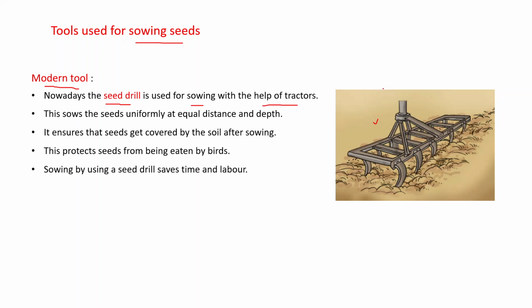In this case, this is a place where seeds are placed, and when this is moving, it fixes the seed in the field. This sows the seeds uniformly at equal distance and depth. It ensures that seeds get covered by the soil after sowing. This protects seed from being eaten by birds because these are covered by soil. Sowing by using a seed drill saves time and labor.